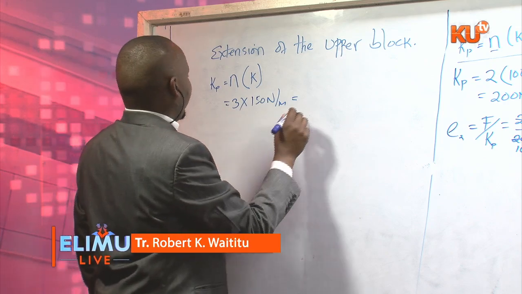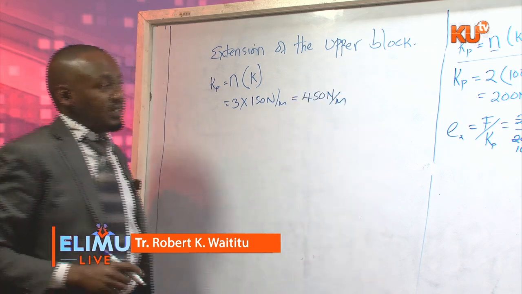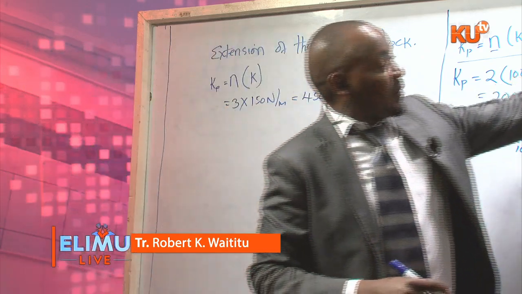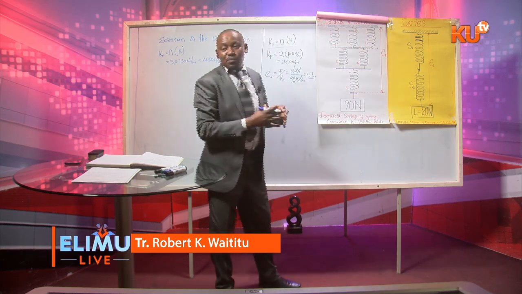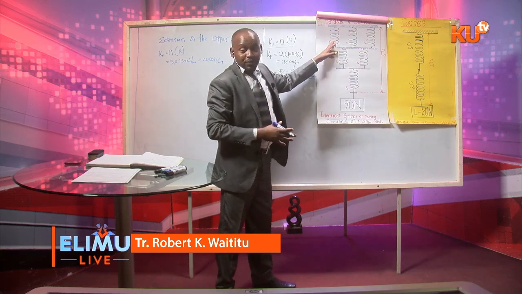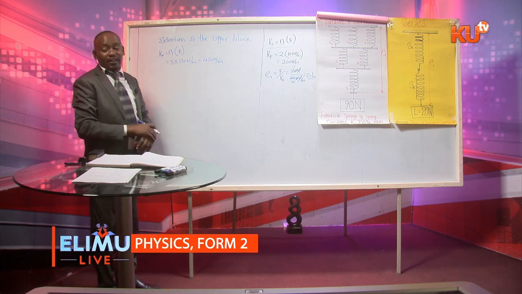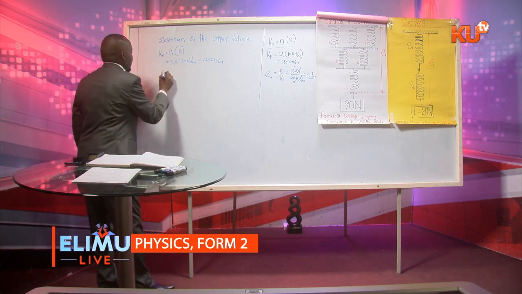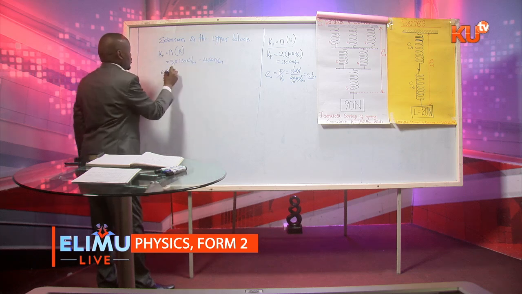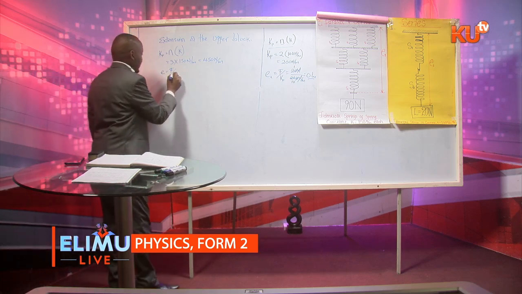Multiplying 150 with 3, we get 450 newtons per meter. So these 3 springs are going to behave as if they are a single spring that is much stronger compared to one of them, a single spring whose spring constant is 450 newtons per meter. So in finding the extension of the upper block, we are going to have force divided by spring constant K. Remember, this is K of springs that are in parallel.